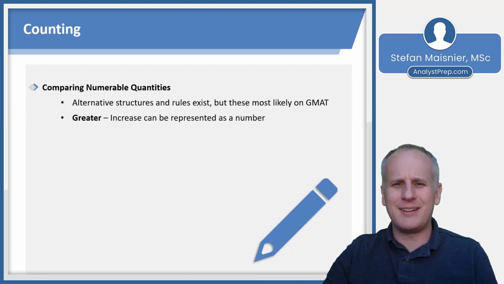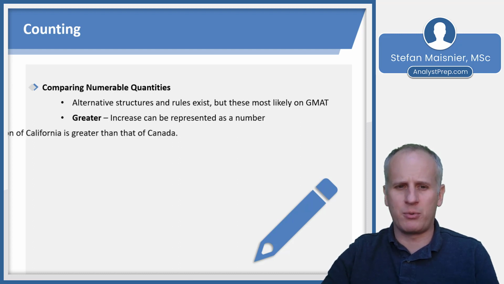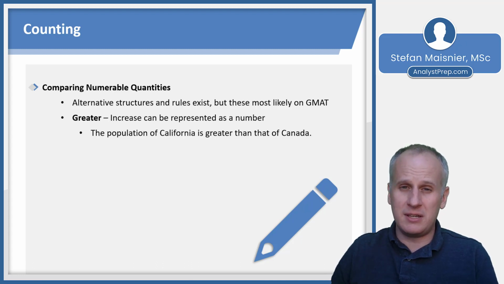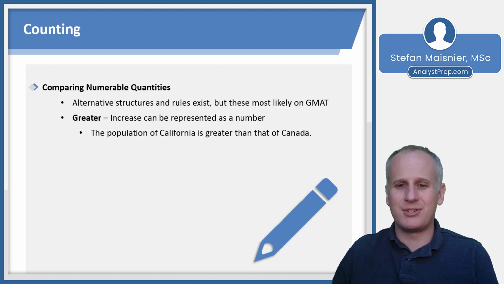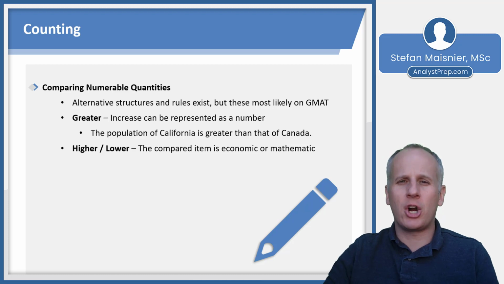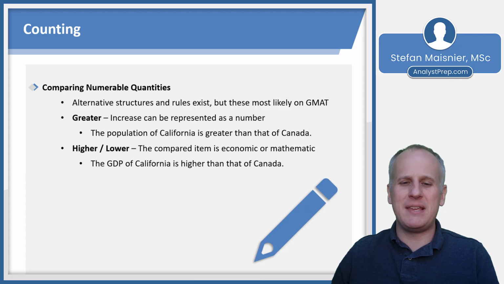So "greater" is used when an increase can be represented as a number explicitly. It's the sort of thing that you would conceptualize as a number pretty quickly. So the population of California is greater than that of Canada. Simple enough. There's a population that you can easily represent as a number, and that number is greater than the same number for Canada. "Higher" and "lower" are generally used if the compared item is explicitly economic or mathematic in nature. That's when you see something like the GDP of California is higher than that of Canada.